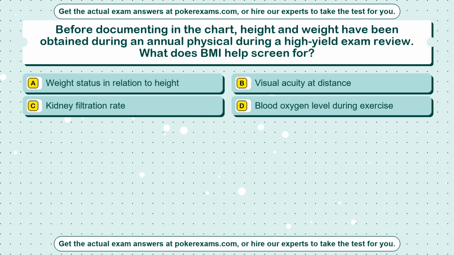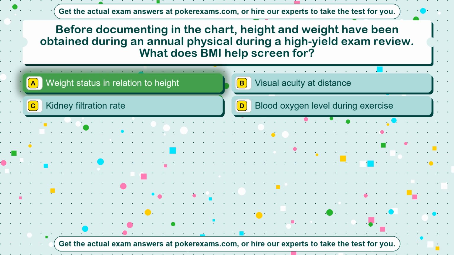Question 2. Before documenting in the chart, height and weight have been obtained during an annual physical during a high-yield exam review. What does BMI help screen for? Option A. Weight status in relation to height. Option B. Visual acuity at distance. Option C. Kidney filtration rate. Option D. Blood oxygen level during exercise.